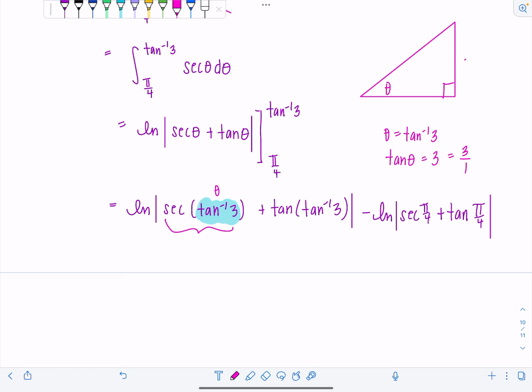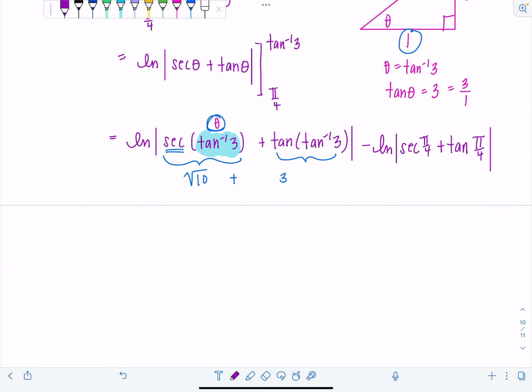So opposite over adjacent. Hypotenuse is going to be rad 10, all of the Pythagorean theorem. If you're in Calc 2, you should be able to do all that in your head. And so look back at what we're being asked to do. We're being asked to find secant of this angle. Oh, okay, so secant is the reciprocal of cosine. It's going to be hypotenuse over adjacent, so rad 10. This whole thing is just rad 10. Plus tangent of tan inverse of 3, that's just going to give me 3.